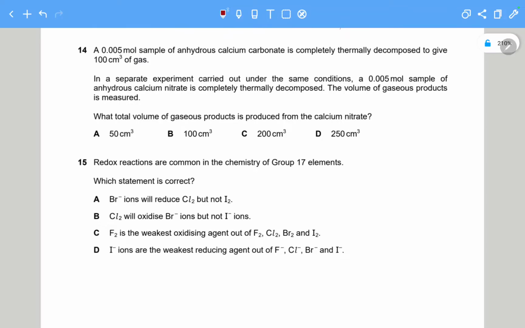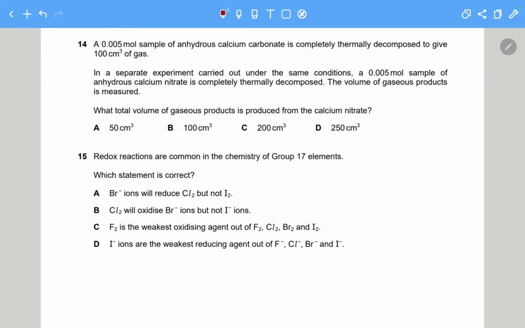Question 14. A 0.005 mole sample of anhydrous calcium carbonate is completely thermally decomposed to give 100 centimeter cube of gas. So before we delve into anything, let's write down the formula because it's always nice to visualize what's happening. So this is simple, the formula.